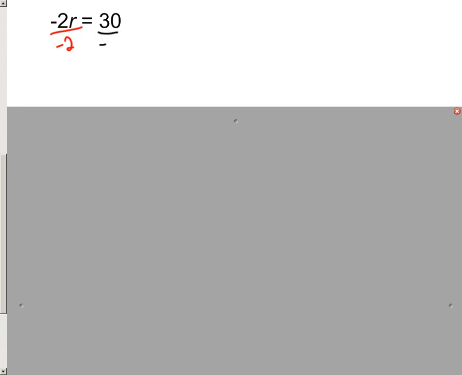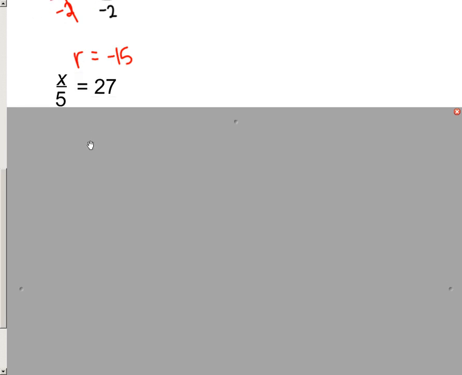And then do the same to the other side. Negative 2 divided by negative 2 is positive 1. It frees up the r. And 30 divided by negative 2 is negative 15. And yes, that works. Negative 2 times negative 15 is positive 30.